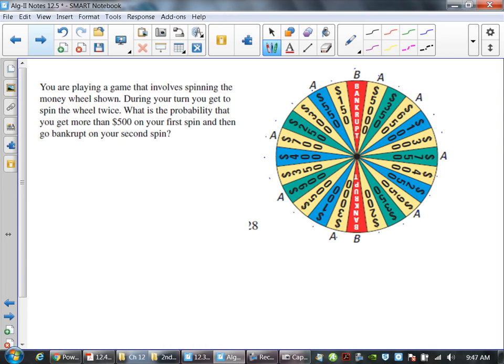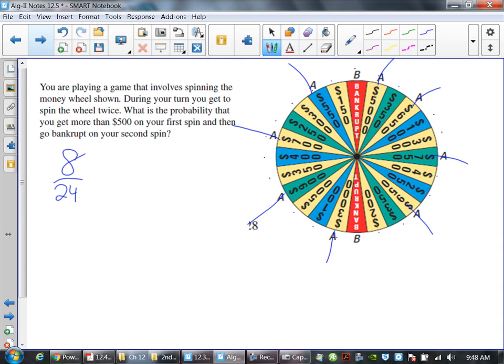Let's see. All the A's. 1, 2, 3, 4, 5, 6, 7, 8. All right. All the A's. It's already marked. So 1/3. So I get more than $500 my first time round.